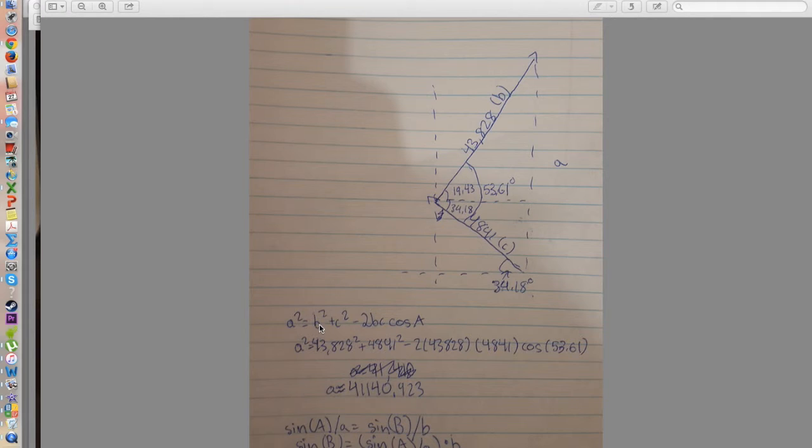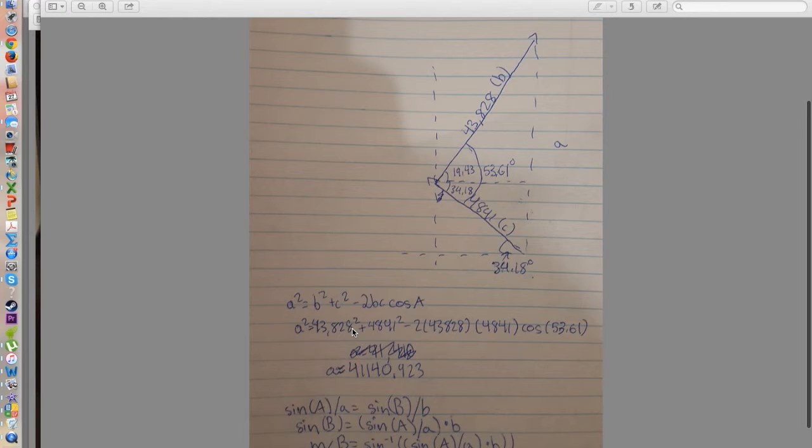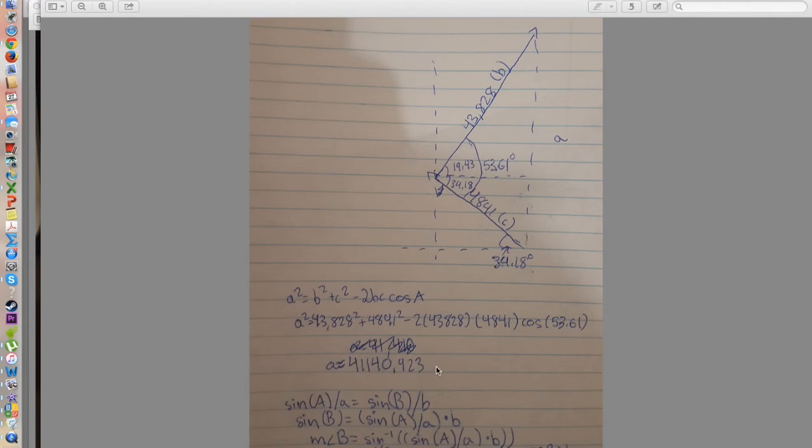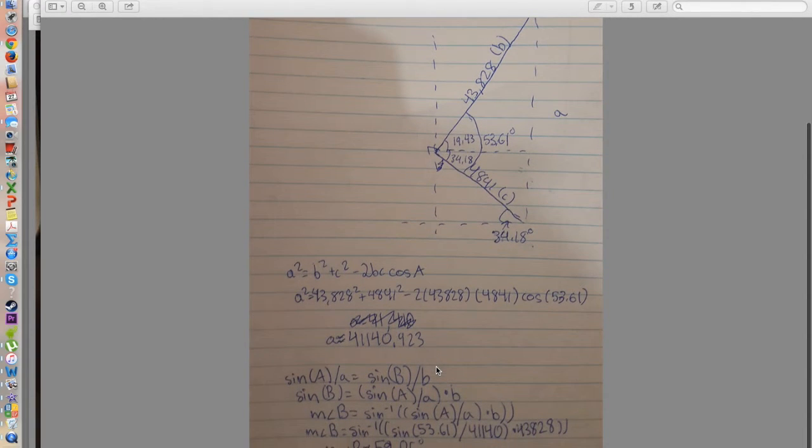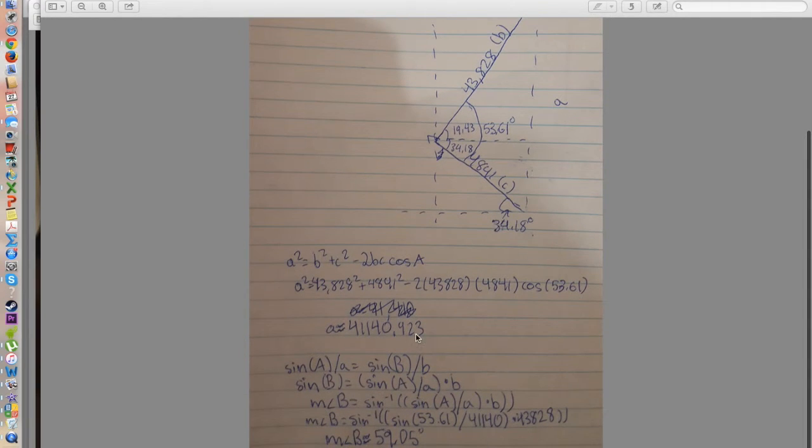Next, by using this information, we use the cosine rule. A squared equals b squared plus c squared minus 2bc cos of A. So we plug in these numbers and we figure out that A is 41,140.423, I didn't mention it here, but kilograms meters per second. And then after that, we have to find the degree. So we use the sine rule, and we put the sine of A divided by A equals sine B over B.